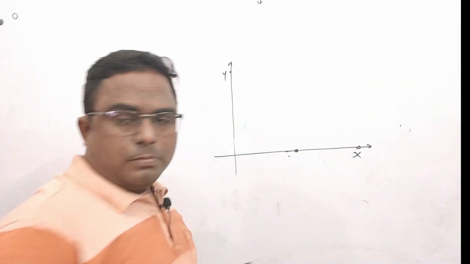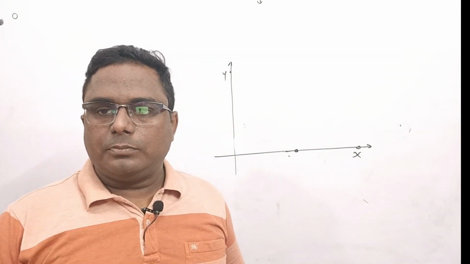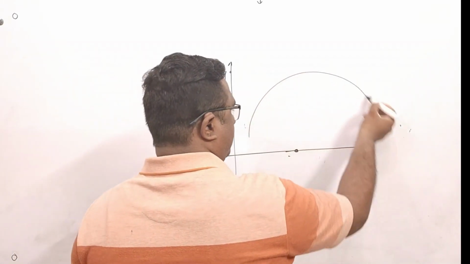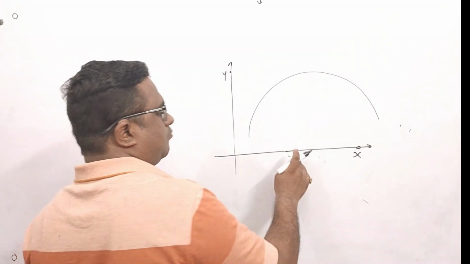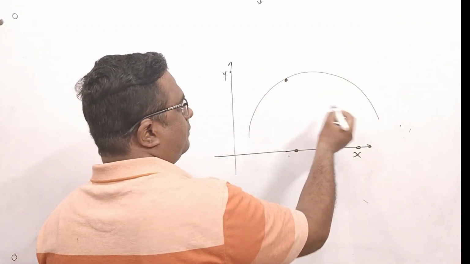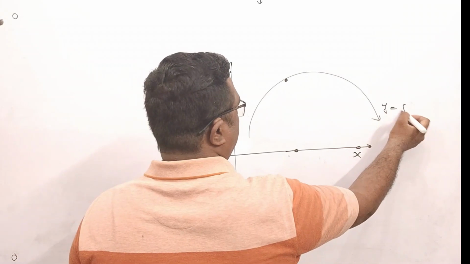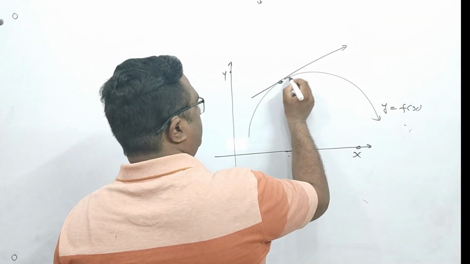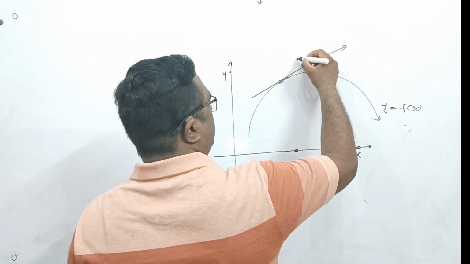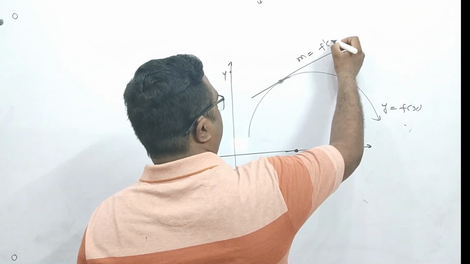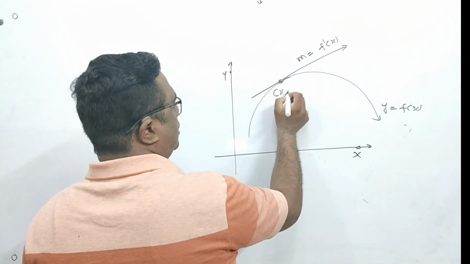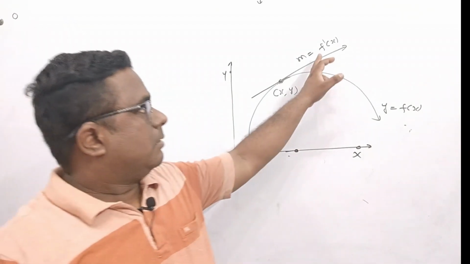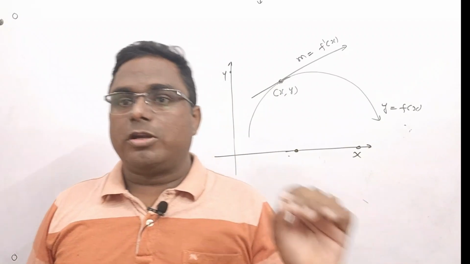Suppose now, let us consider one more example. Suppose it is a curve, and in this curve, it is a point on the graph. Equation of the curve is y is equal to f(x). And here I am drawing a tangent to the curve. Then slope of the tangent will be f dash x. If the coordinates of these points are x, y, then the slope of the tangent will be f dash x. Or you can say that slope of the tangent is denoted by f dash x.